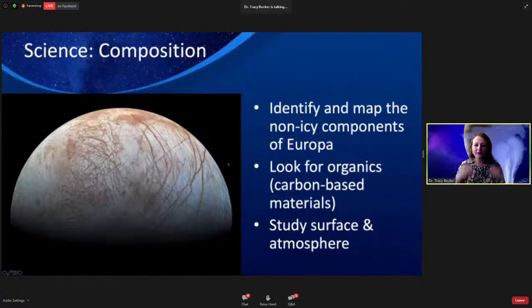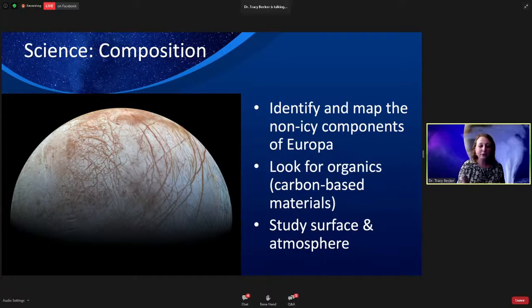And the composition, we want to understand what all of this red milky stuff on Europa is. We think it's some sort of salt material, but we don't really know exactly what it is yet. Most of the rest of Europa's surface is water ice, but we want to know what else is there. That'll also tell us how plausible it might be for life as we understand it to exist, if we know what kind of salt and how much of that salt exists.